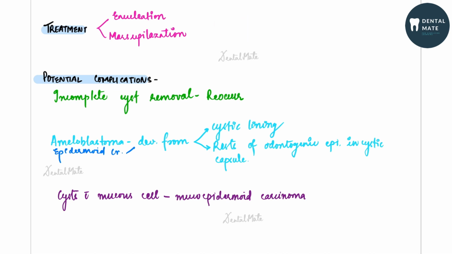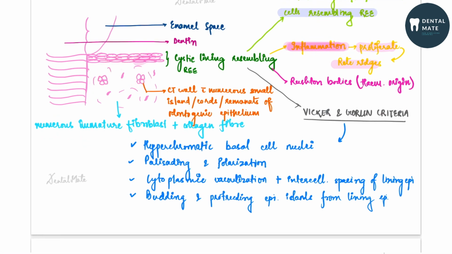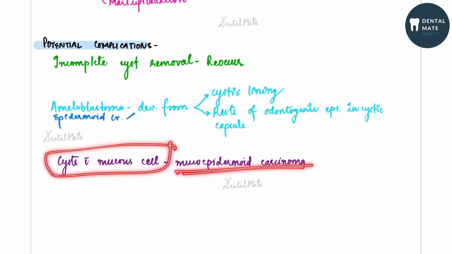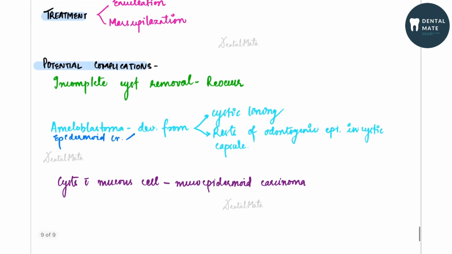Next, potential complications associated with dentigerous cyst: first, if there is incomplete removal of the cyst, it can recur. Second, the cystic lining or the rests of the odontogenic epithelium in the cystic capsule, these two can give rise to either ameloblastoma or epidermoid carcinoma. Along with that, if the cyst has mucous cells, then it can give rise to mucoepidermoid carcinoma. So these are the potential complications associated with dentigerous cyst.